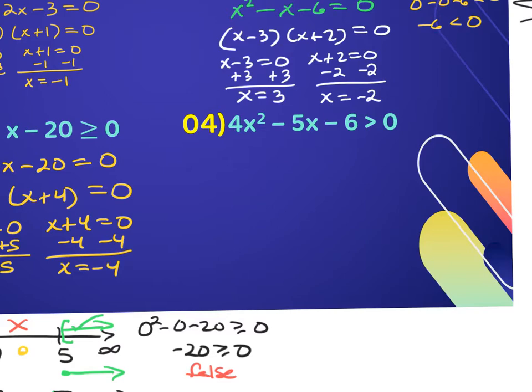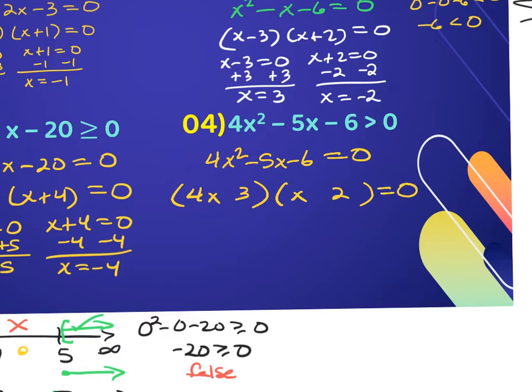I'm going to go ahead and factor it. You can either factor by grouping, guess and test, whatever method you want to try. So I'm going to go ahead and guess and test. So first thing again, set it equal to 0. Factors of 4, I'm going to try 4 and 1. So I'll put 4x here and 1x here. And then my factors of 6 are either 1 and 6 or 2 and 3. I'm going to do 2 and 3. And then it's a -6, so one of them has to be negative.